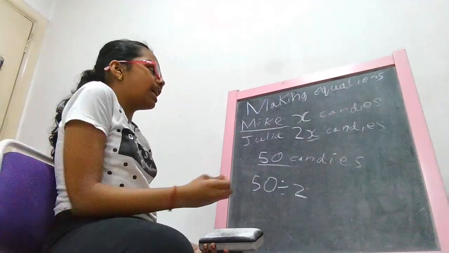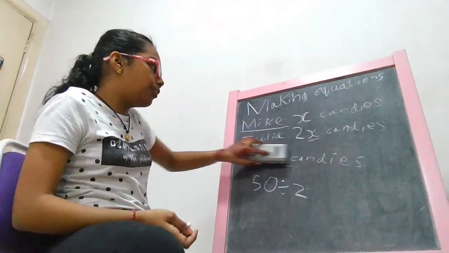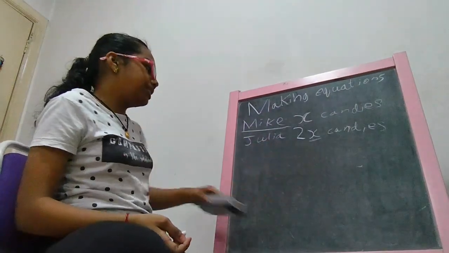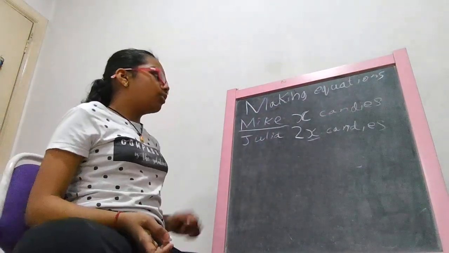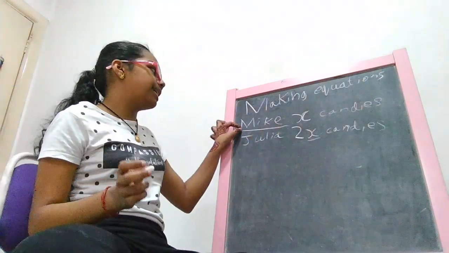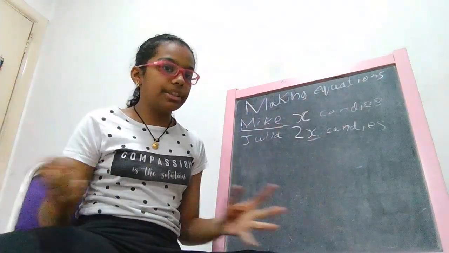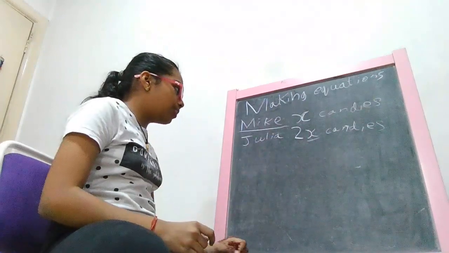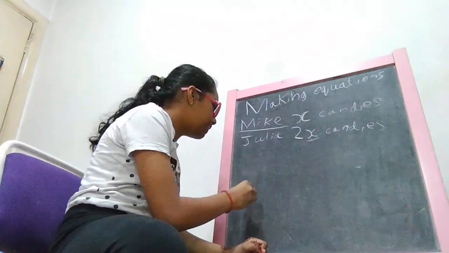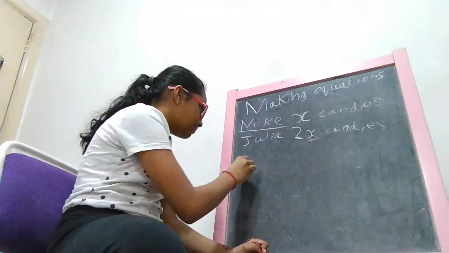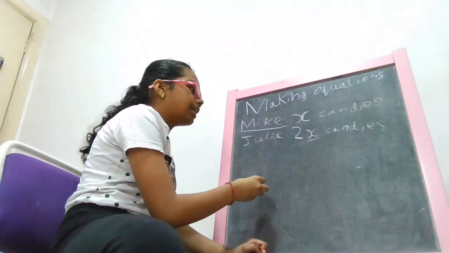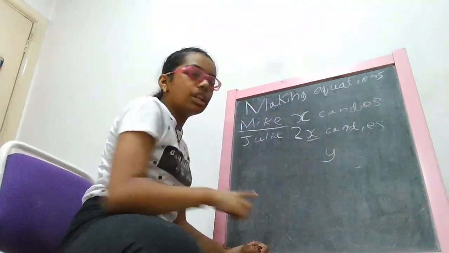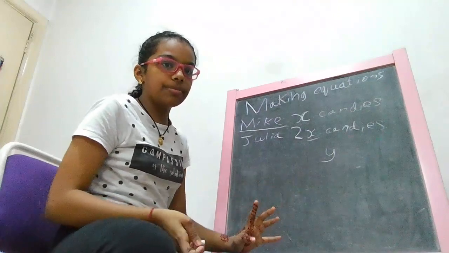So let's say Julia's candies are not 50. If we want to find Julia's candies, okay? We don't know how many candies Julia has, we don't know how many candies Mike has. But to show the relation between them, we need to write an equation. Write an equation to show this. So if we want to write an equation, we can say that Julia's candies, we can just say y. Julia's total number of candies is y. Okay?